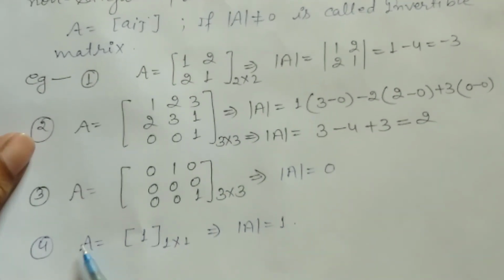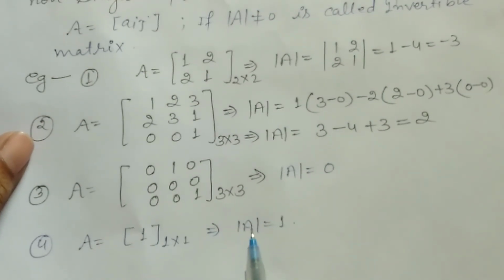Next example, example 4. A is equal to only a 1 by 1 matrix and its element is only 1. So its determinant equals 1. Okay.